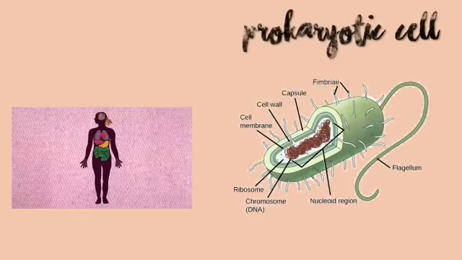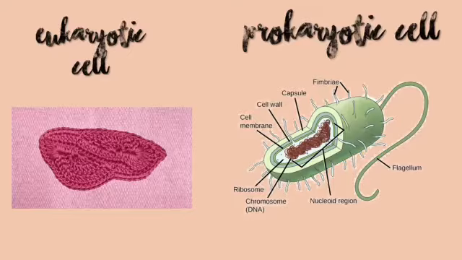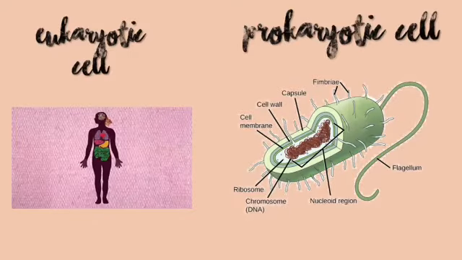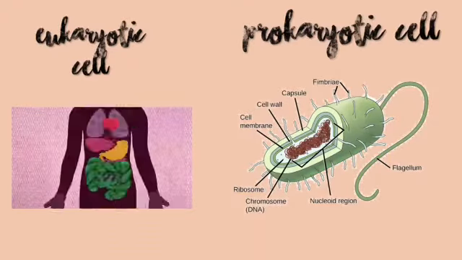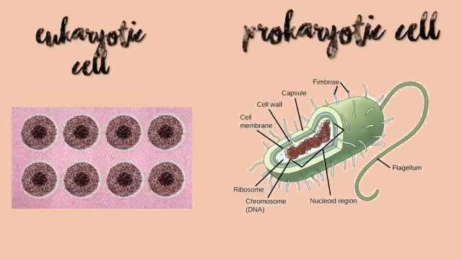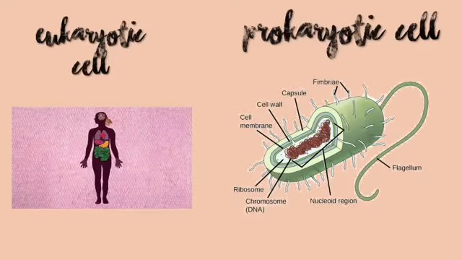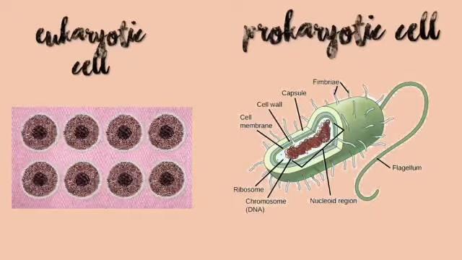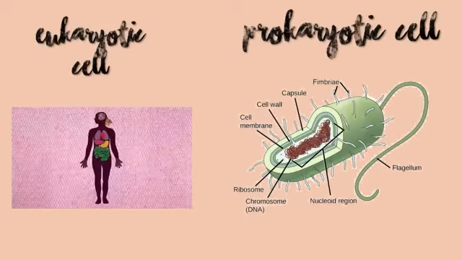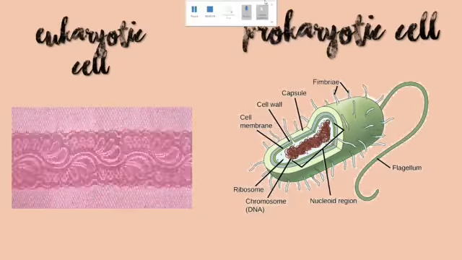There are some differences between eukaryotic and prokaryotic cells. Eukaryotic cells contain membrane-bound organelles, including a nucleus. Eukaryotes can be single-celled or multi-celled, such as you, me, plants, fungi, and insects. Bacteria are an example of prokaryotes. Prokaryotic cells do not contain a nucleus or any other membrane-bound organelle.